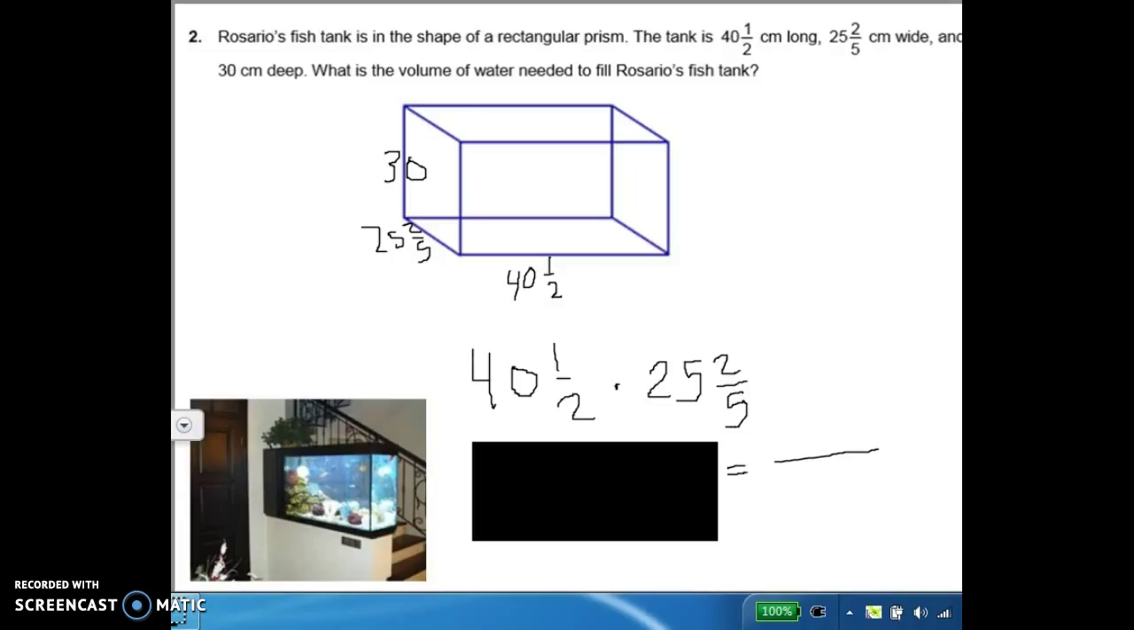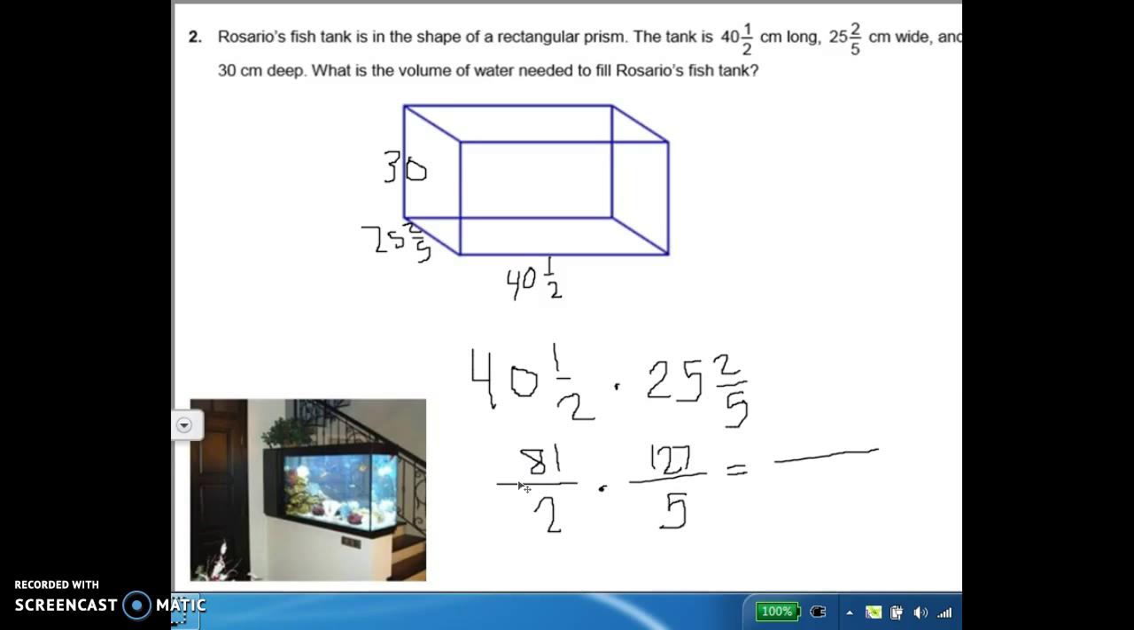All right, you should have changed those into improper fractions. That way you're ready to do the multiplication. Let me show you what those are: 81 over 2 and 127 over 5.